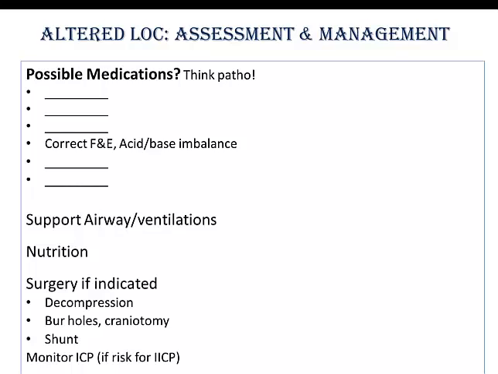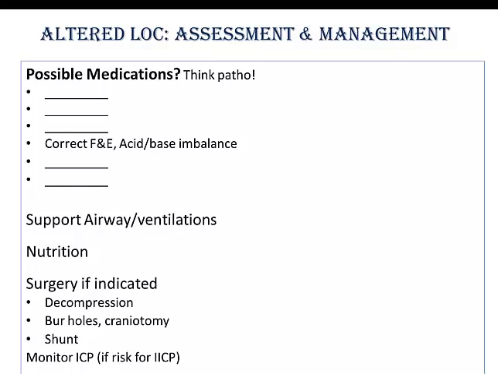Always keep airway a priority. Support airway and ventilations. Don't forget about nutrition. Does the patient receive nutrition through an enteral source, a G-tube, or TPN? Keep in mind the aspiration risks.